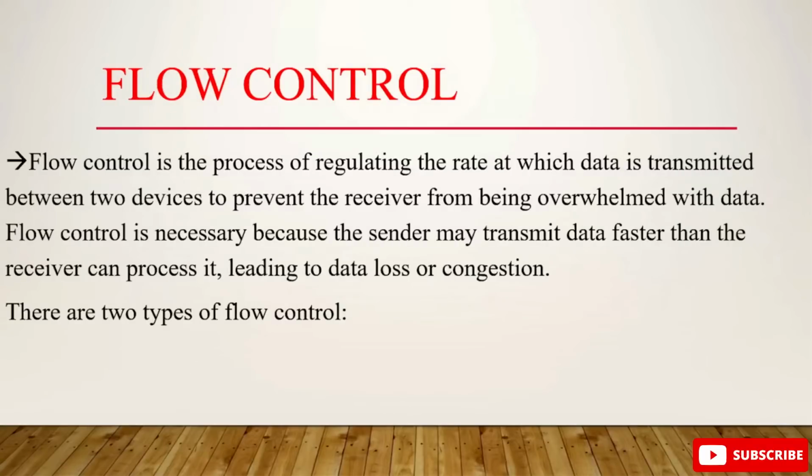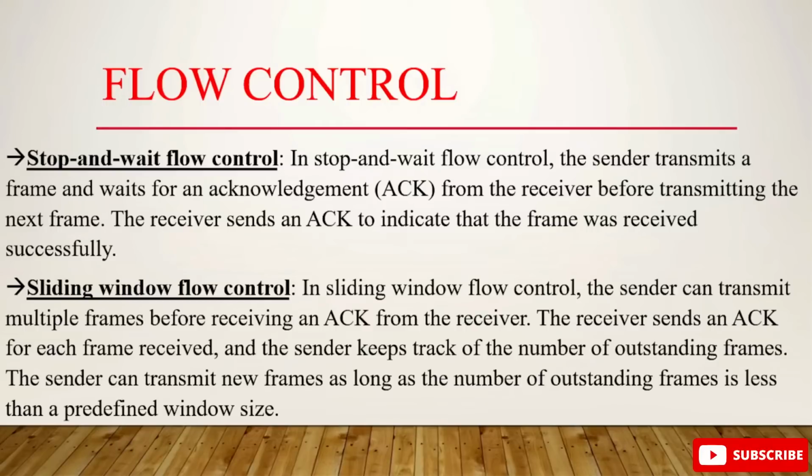Next, flow control is the process of regulating the rate at which data is transmitted between two devices to prevent the receiver from being overwhelmed with data. Flow control is necessary because the sender may transmit data faster than the receiver can process it, leading to data loss or congestion. There are two types of flow control. First is stop and wait flow control, and second is sliding window flow control.